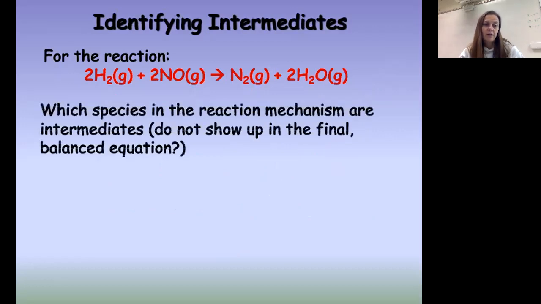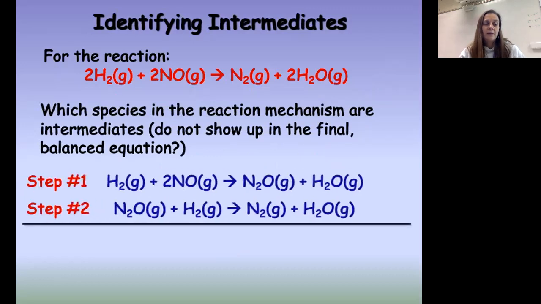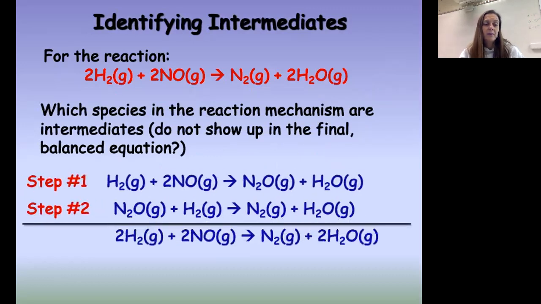So for this reaction, we have hydrogen reacting with nitrogen monoxide to give us nitrogen gas and water. We're given this mechanism and we're asked to find which species are the intermediates. The intermediates are going to be the species that show up as a product in an early reaction, but then are consumed in a later reaction.